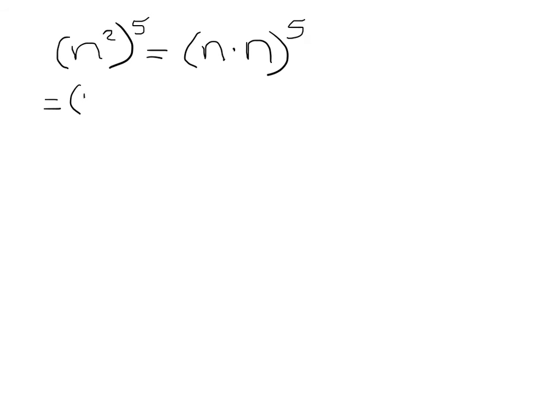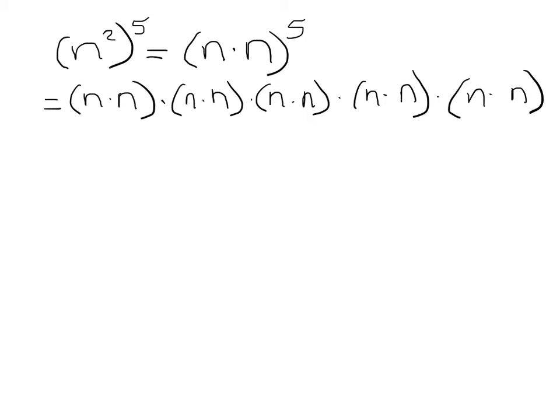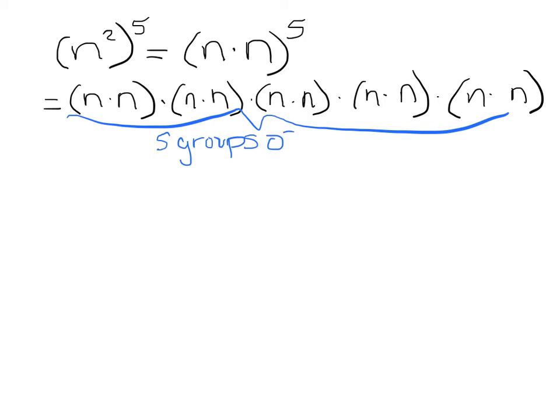Let's use the same method to evaluate n to the 2nd raised to the 5th. So if I look inside my parentheses first, I would have n times n raised to the 5th. Now, let's expand that out. So I would have n times n multiplied by itself 5 times: 1, 2, 3, 4, 5. So here I have 5 groups of 2 factors, which will equal n raised to the 2 times 5, to give me my 10 factors of n. So I get n to the 10.